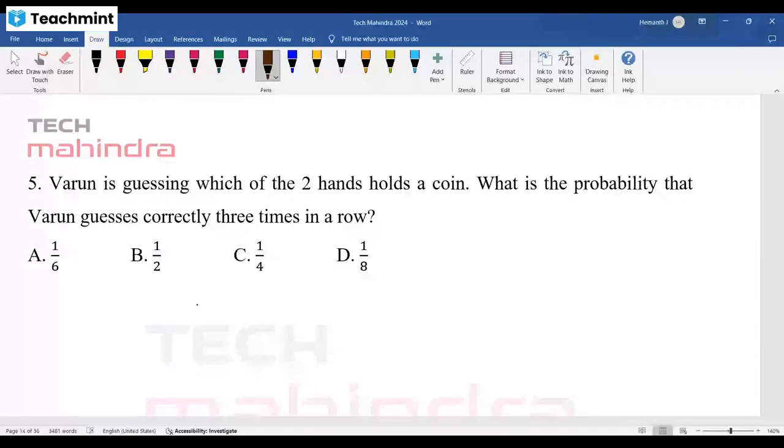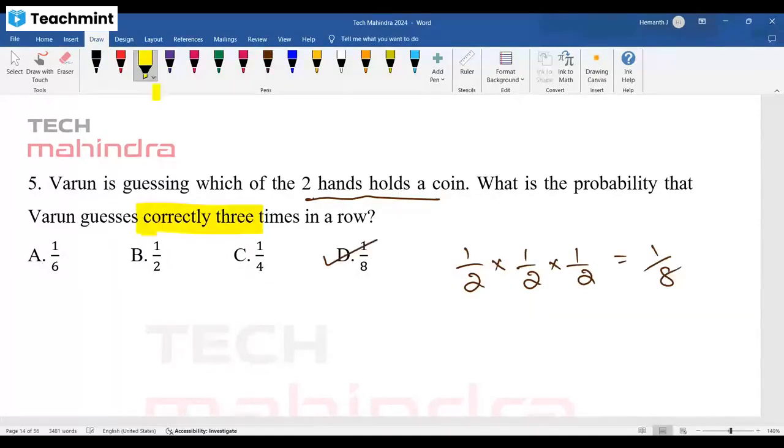What is the probability that Varun guesses correctly 3 times? Among 2 hands, only one hand is holding a coin. To get the success, 1 by 2 the first time, 1 by 2 the second time, 1 by 2 the third time. You need to correctly guess all 3 times: 1 by 2, 1 by 2, 1 by 2.